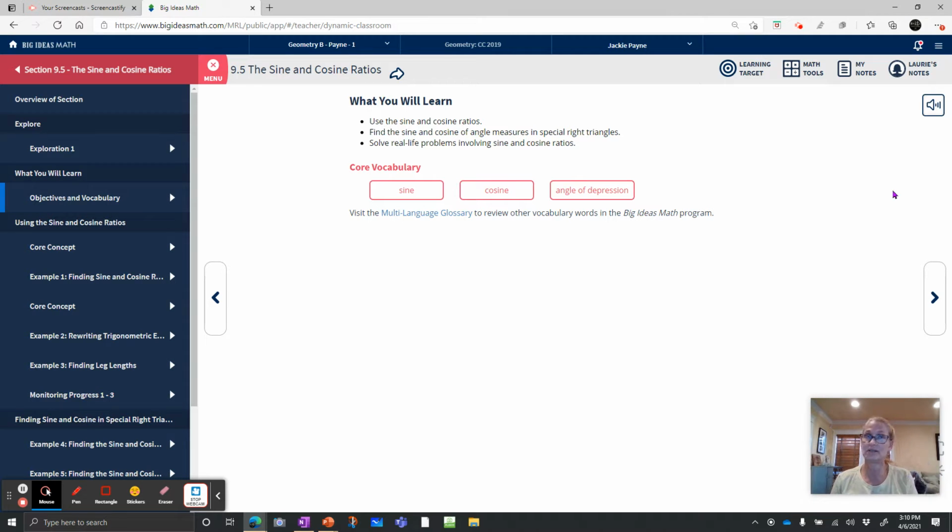We're going to talk about the adjacent side, the opposite side, and how we can use those other ratios of sides to solve problems. So we're not only going to do regular sine and cosine, but we'll also do it in special right triangles, as you can see in the objectives, and then solving real life problems. And believe it or not, it really is super useful.